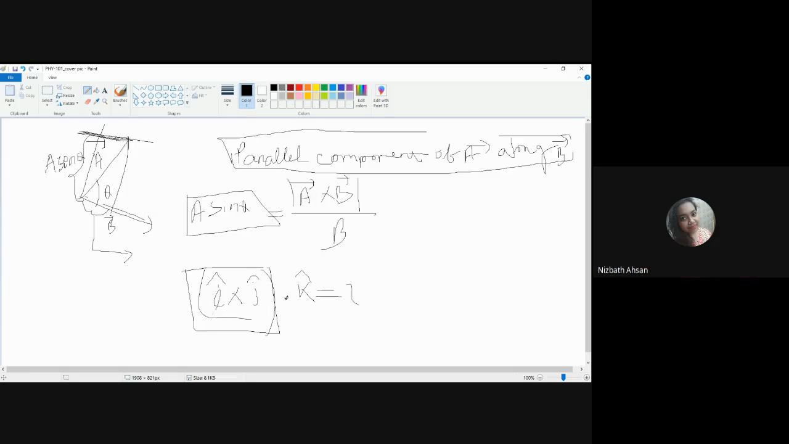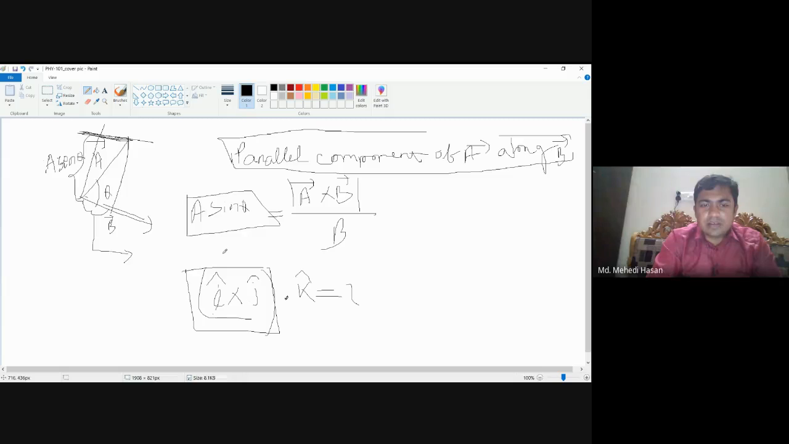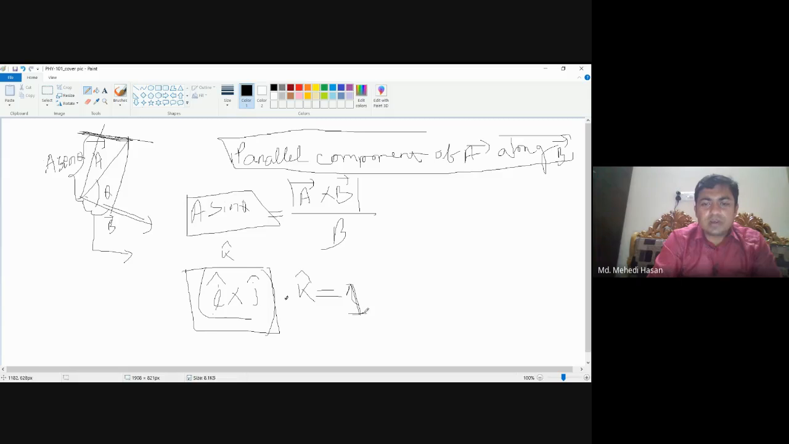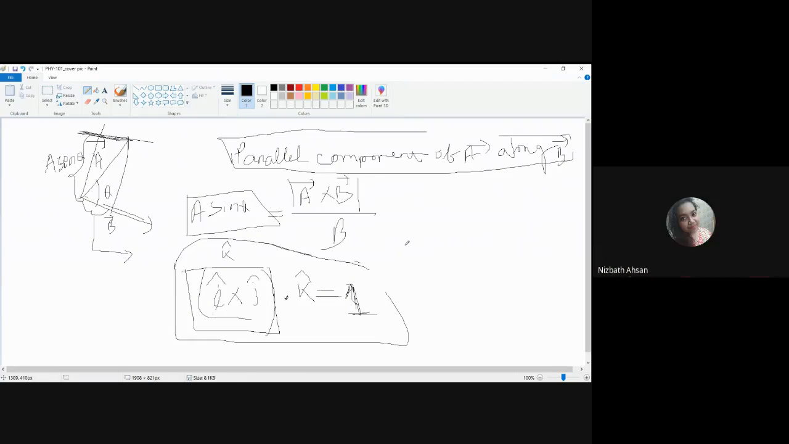Sir, I think k. So i cross j equals k. So k dot k equals 1. So the answer is 1. This is a sample of a conceptual question. So if a conceptual question is given like that, then you have to write just 1, or the option given as 1.